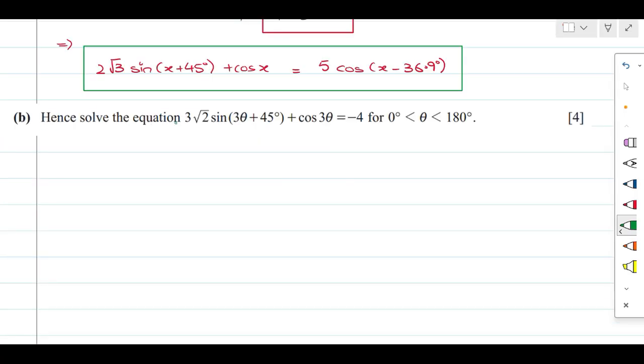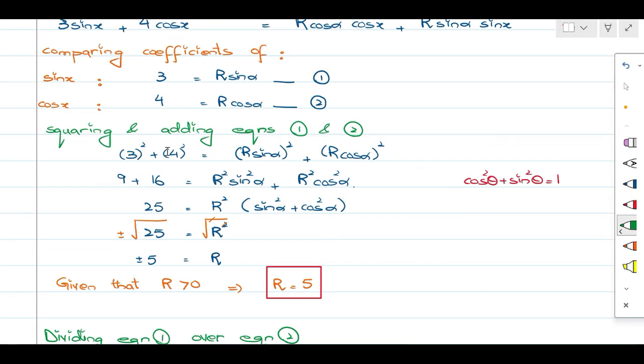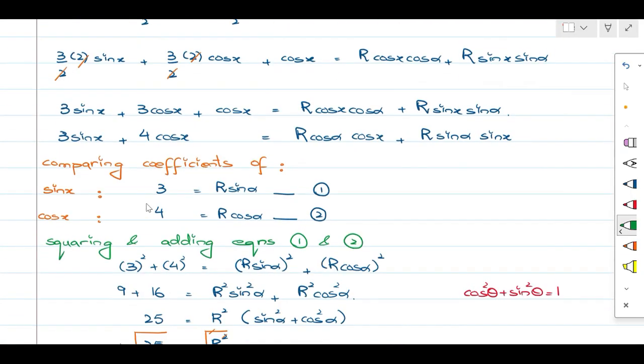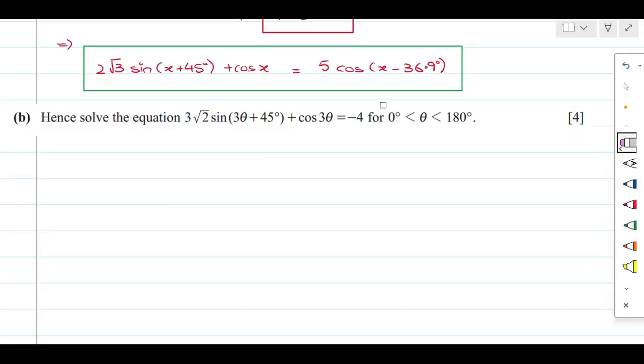Now for part B, hence solve the equation 3 root 2 sine 3 theta plus 45 degrees plus cos 3 theta. Hold on a second, sorry, 3 square root of 2. I messed up here; this is 3 over here and root is 2. So we need to solve the equation 3 square root of 2 sine 3 theta plus 45 degrees plus cos 3 theta equals minus 4, for theta from 0 to 180 degrees, which means the first and the second quadrant.